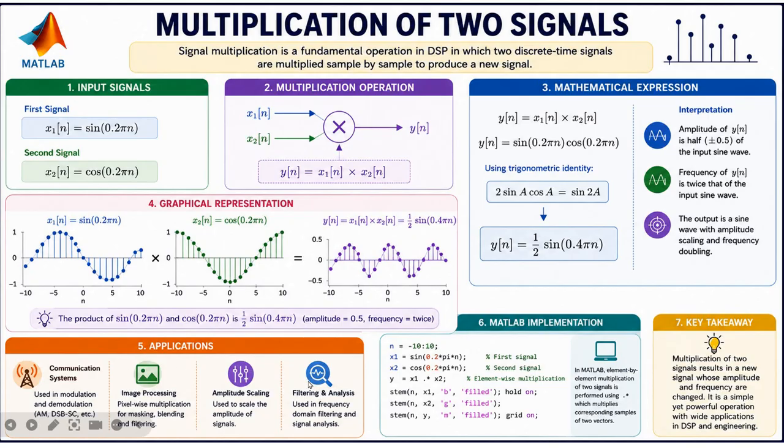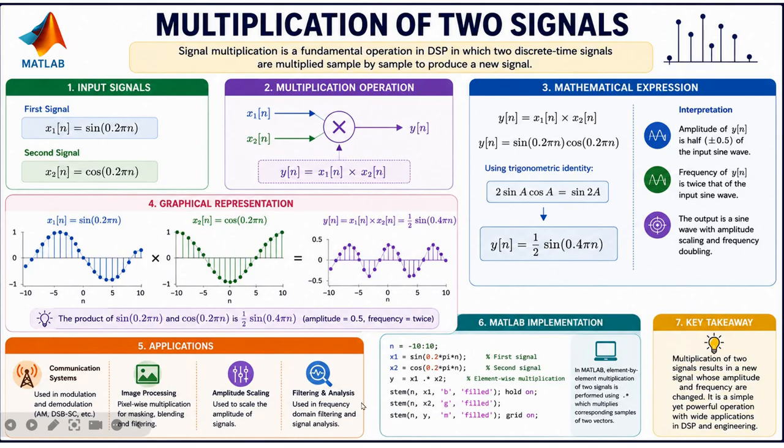The applications of the multiplication of two signals are: this is used in communication systems, that is it is used in the modulation and demodulation of amplitude modulation, then DSBSC, that is the double sideband suppressed carrier, and many more. Then it can be used in image processing, that is it is used for pixel-wise multiplication for masking, blending and filtering. And it is also used for amplitude scaling, where it is used to scale the amplitude of the signals. Then it is also used in filtering and analysis, that is it is used in frequency domain filtering and signal analysis.